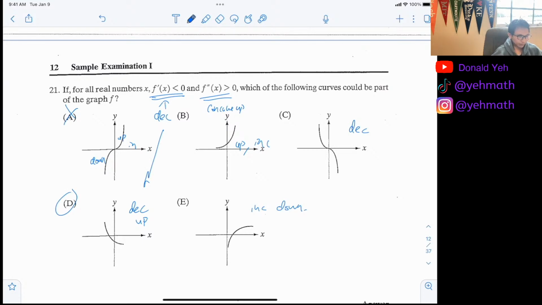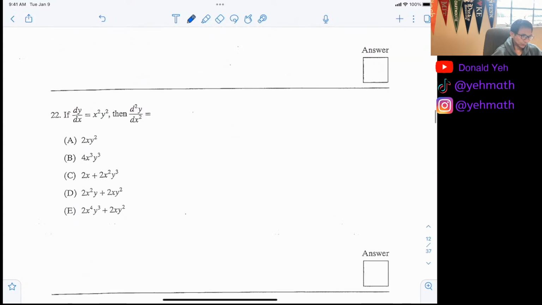Can you do 22 also? For 22, I put dy dx. That's how I got it. Yep, that's right. dy dx, plug in, because you had to take d/dx here. You take the derivative, you plug it back in. The dy dx and d/dx of x squared y squared. So that's equal to 2x y squared plus x squared times 2y dy dx.